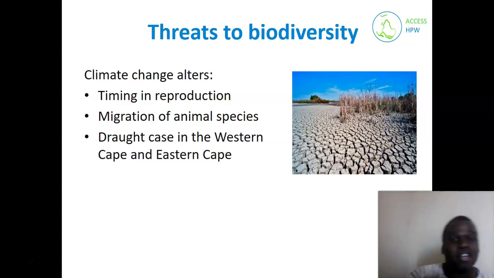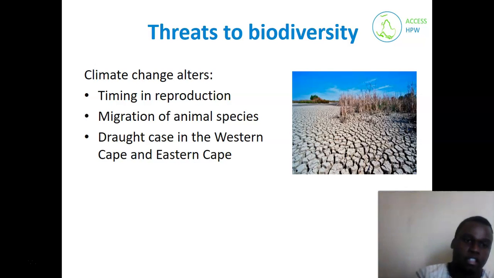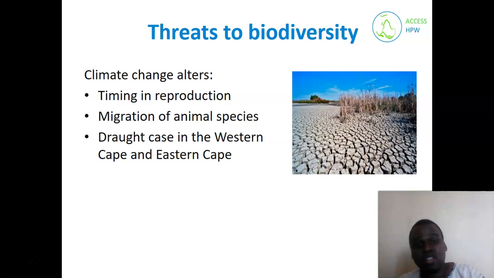It also alters migration of animal species, and animal migrations are important for healthy function of many ecosystems. So when abiotic and biotic cues are altered by climate change, migration may be altered. And as I mentioned, animal migrations are important for healthy functioning of many ecosystems. So that means that these ecosystems will be affected negatively. And also, climate change causes droughts. We've seen droughts in the Western Cape and also the Eastern Cape.